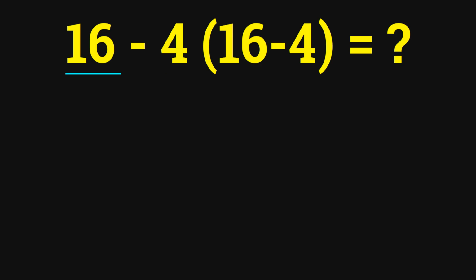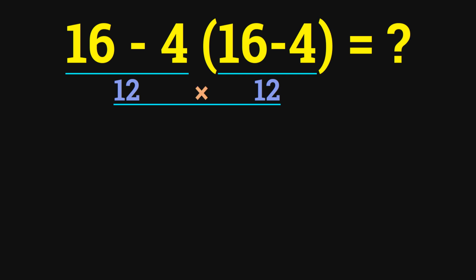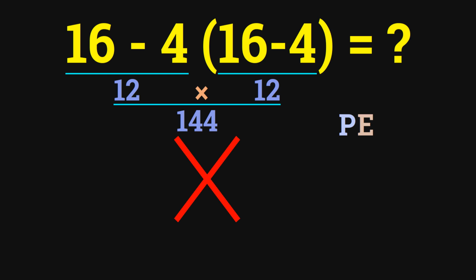16 minus 4 equals 12, and 16 minus 4 equals 12, and 12 times 12, which gives us 144. But this answer is not correct, because according to the PEMDAS rules, we must do first the parentheses, then the exponents, the next step multiplication or division, and finally addition or subtraction.